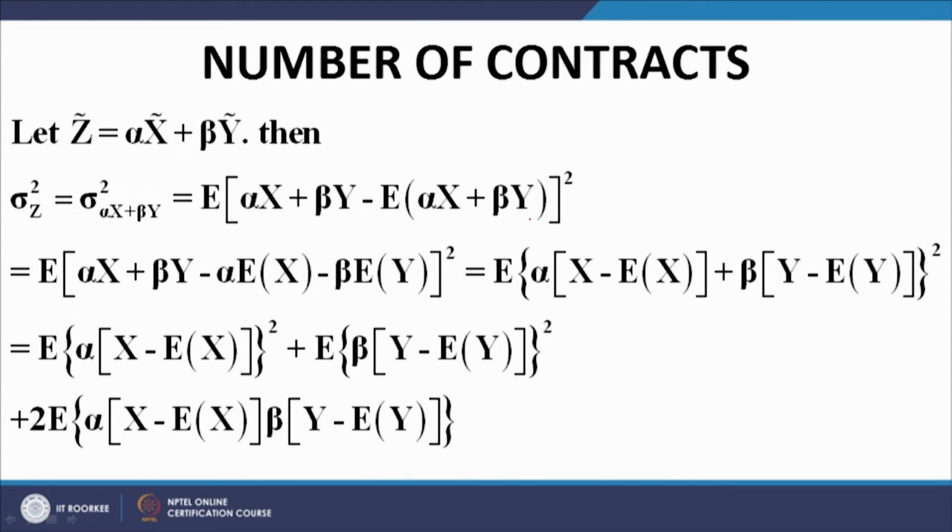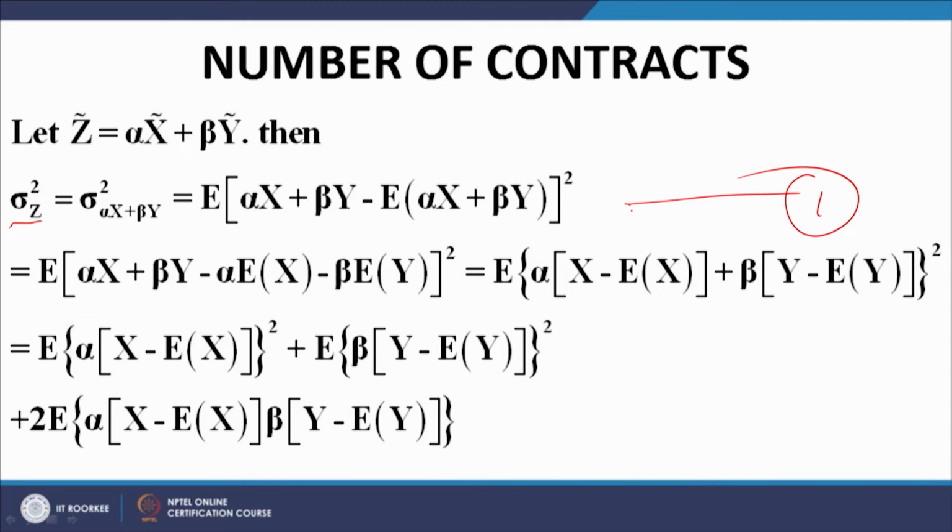Now, let us look at the number of contracts, but before I venture into the issue of number of contracts, I need to establish a simple statistical proposition. X and y are two random variables, and we define a variable z as the linear combination of x and y with coefficients alpha and beta, which are real numbers. So, we define z as a random variable which is a linear combination of two random variables x and y with coefficients alpha and beta, which are real numbers. And then the variance of z is given by this expression here, which I write as equation number 1.